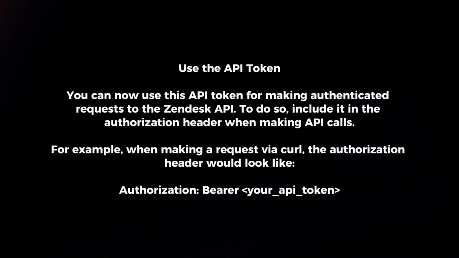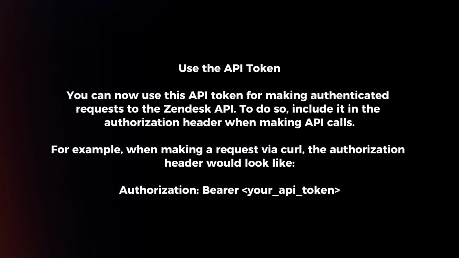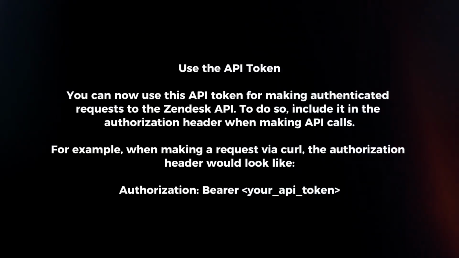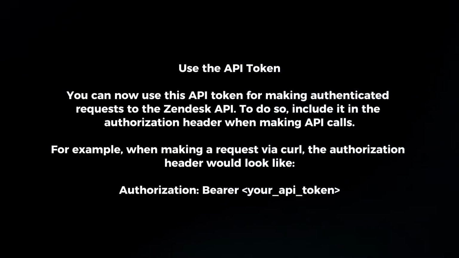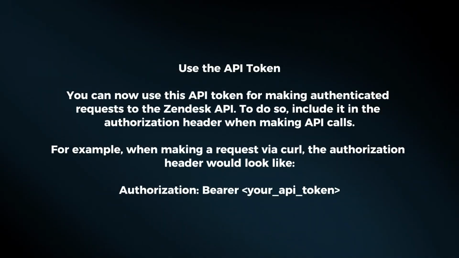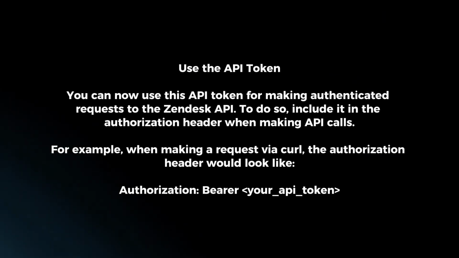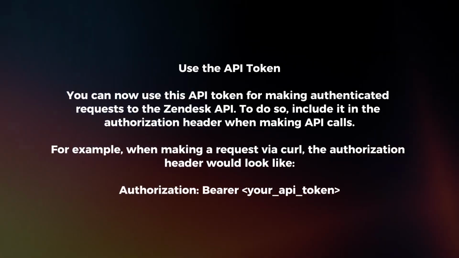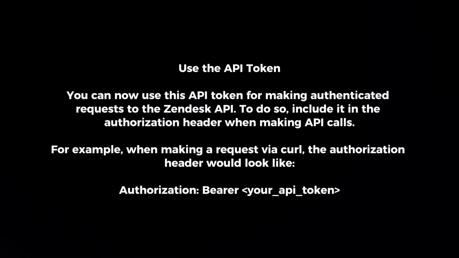Use the API token. You can now use this API token for making authenticated requests to the Zendesk API. To do so, include it in the authorization header when making API calls. For example, when making a request via curl, the authorization header would look like the following.